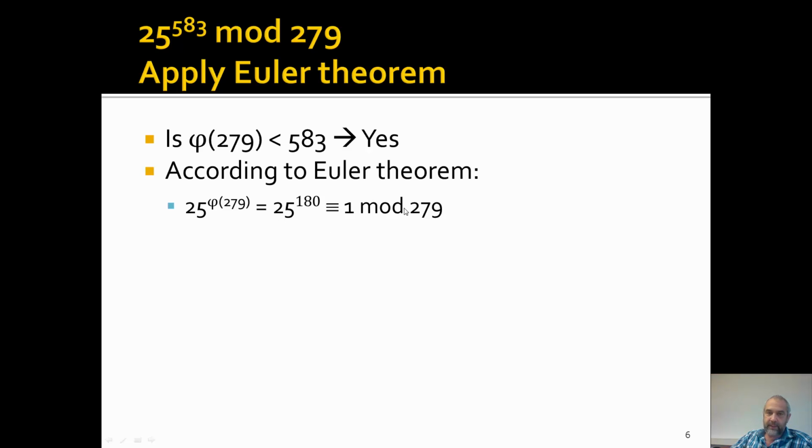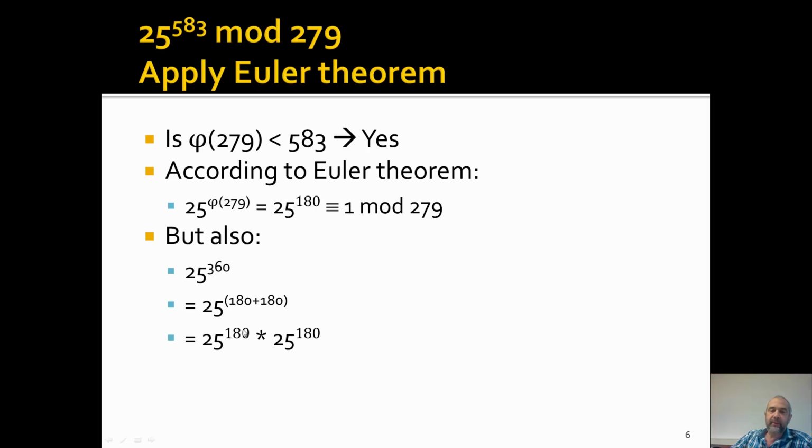So the last part is important. We know from Euler that 25 to the power 180 is congruent to 1. And for the same reason, 25 to the power 360 also has to be 1, because 360 is 180 plus 180. And 25 to the power 180 plus 180 is the same as 25 to the power 180 times 25 to the power 180. That's one of the properties of exponentiation mentioned in one of the lectures.